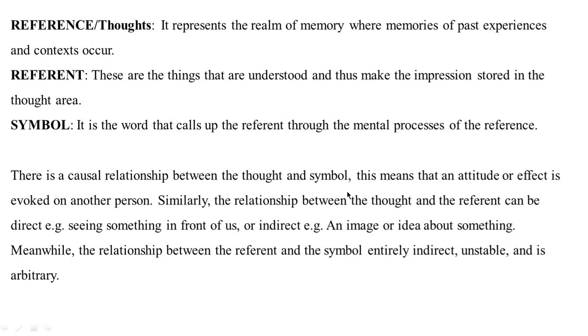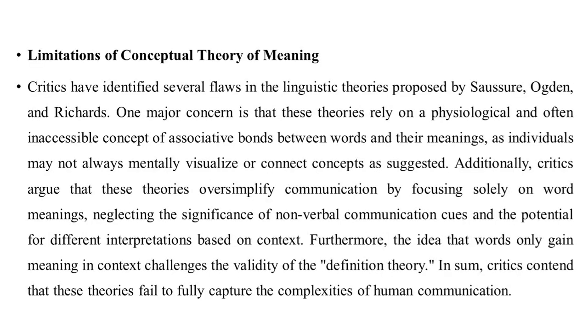There is a causal relationship between the thought and the symbol. This means that an attitude or effect is evoked by one person on the other person. Similarly, the relationship between the thought and the referent can be direct, for example seeing something in front of us, or indirect, like an image or idea we think about. Meanwhile, the relationship between the referent and symbol is entirely indirect, unstable, and arbitrary. It is not fixed. It keeps on changing.